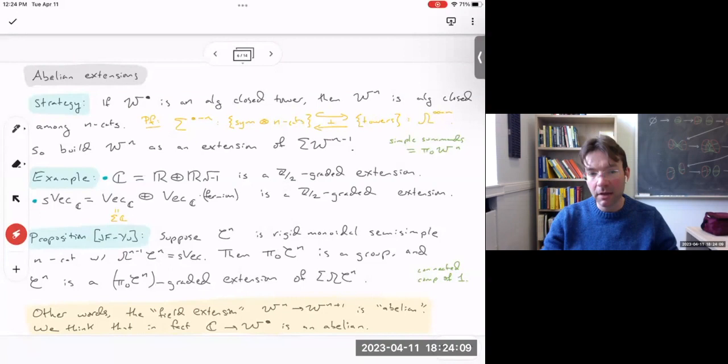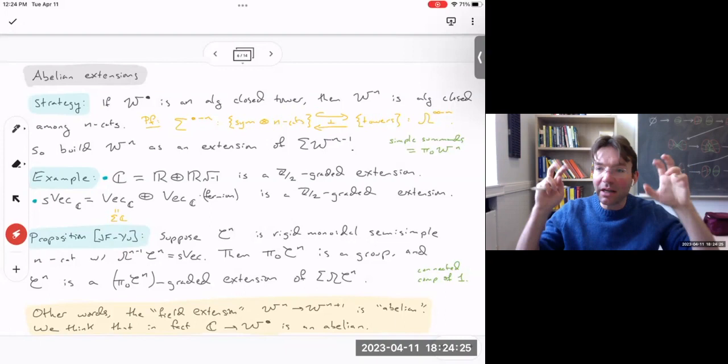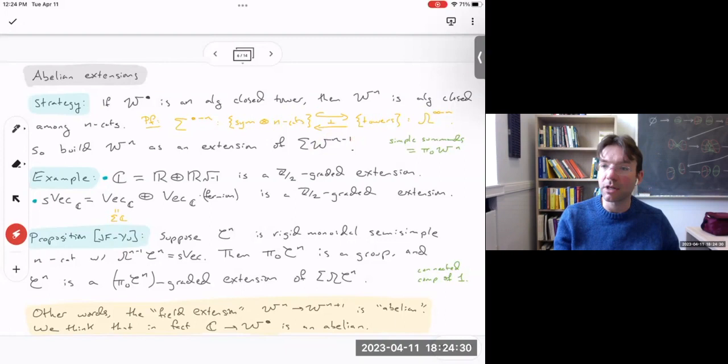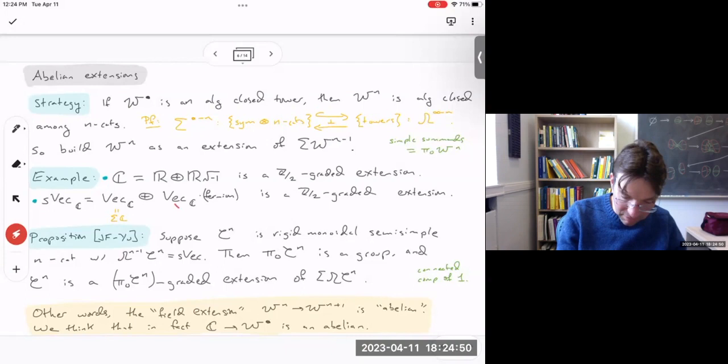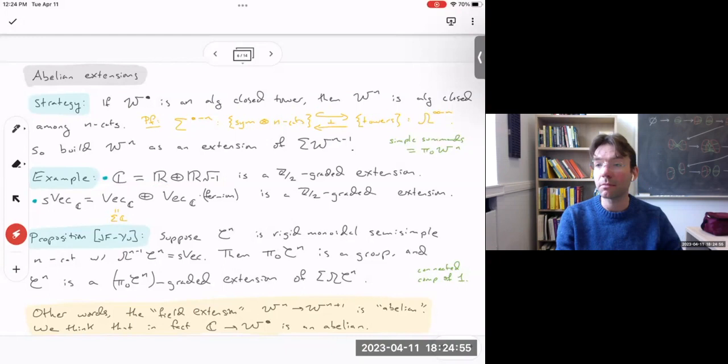So I'll build my n category as an extension of its connected delooping. And just from the definition of Schur components, it will be a sum indexed by pi zero, whatever that is. And so all I need to do is to work out inductively who the n minus first object is, who the connected components of the nth object are, and how those two data are stuck together, sort of how extension theory works. So let me tell you the zeroth and first examples. Of course, the zeroth example doesn't quite fit in the notion of connected components, but anyway. The complex numbers is a Z2 extension of the real numbers. And supervector spaces is a Z2 extension of regular vector spaces.